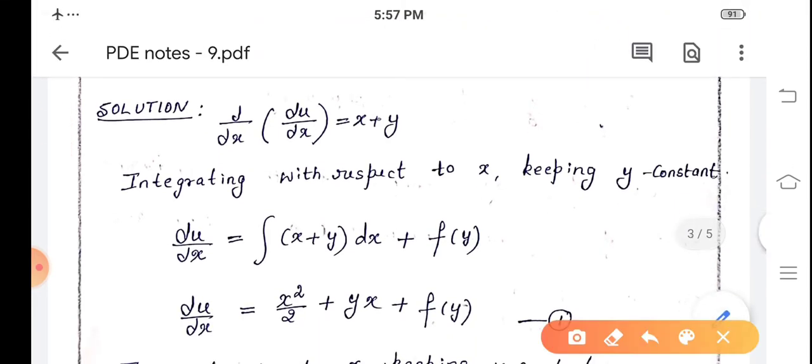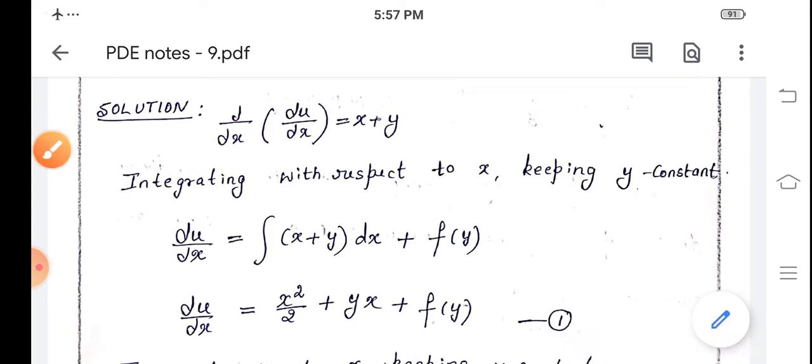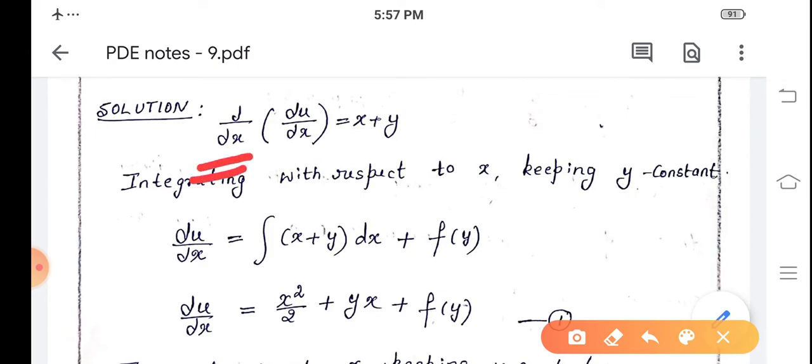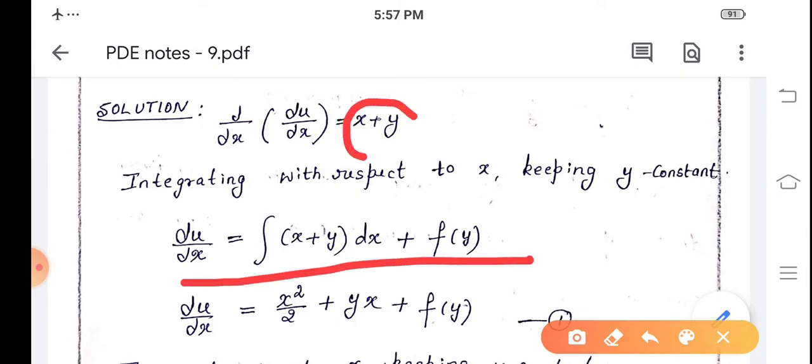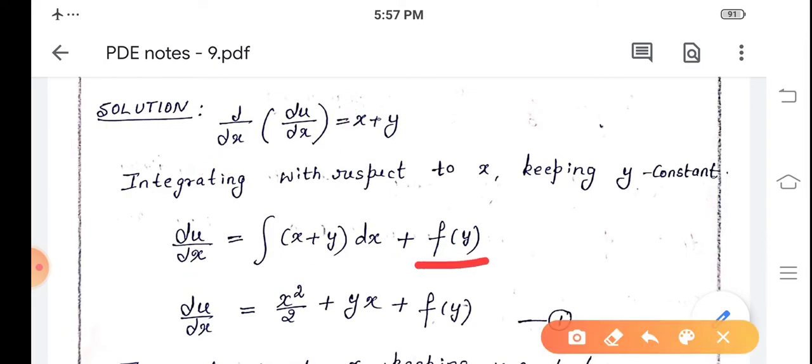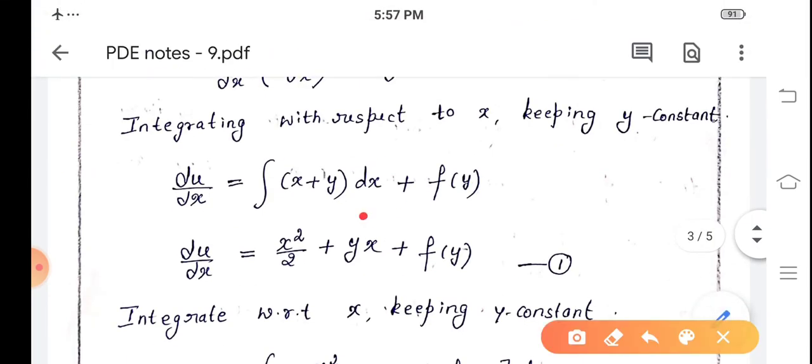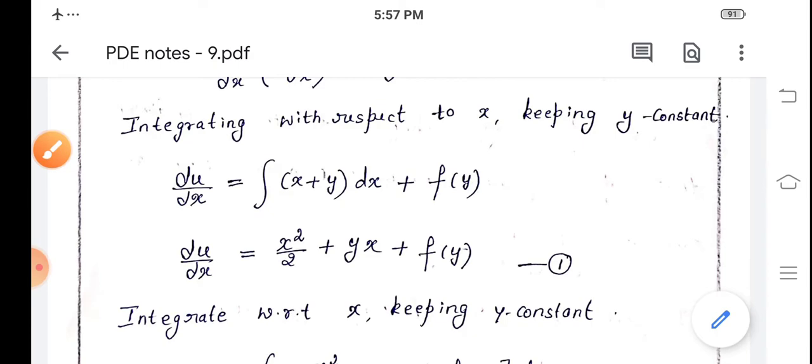So here in the first step we integrate with respect to x, keeping y constant. So when we integrate with respect to x, we can write dou u by dou x equal to integration of x plus y with respect to x, plus we take the integration constant as an arbitrary function of y, because we are integrating with respect to x. So the integration constant is an arbitrary function of the other variable, that is y.